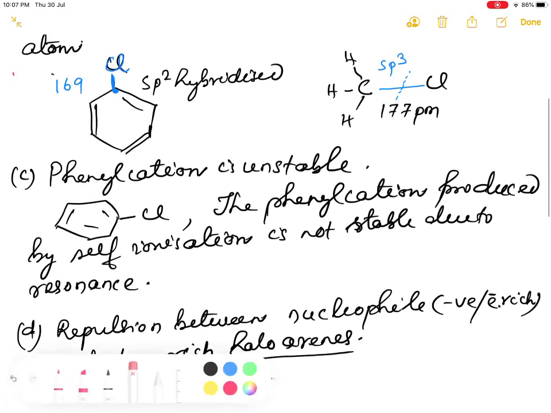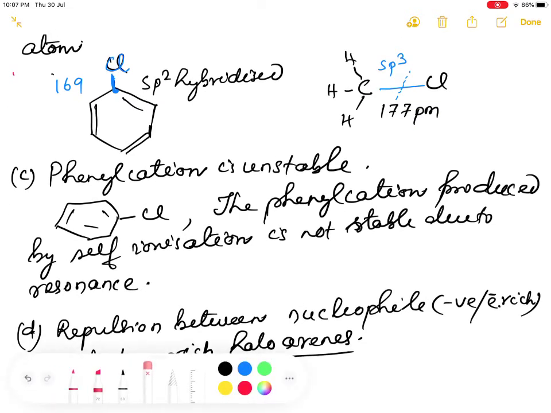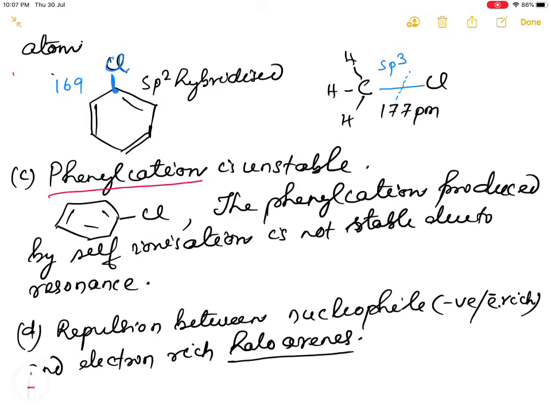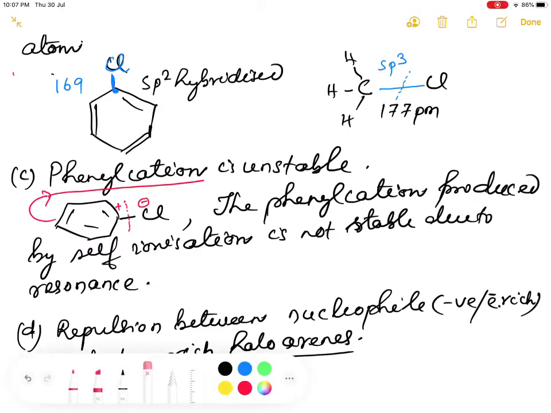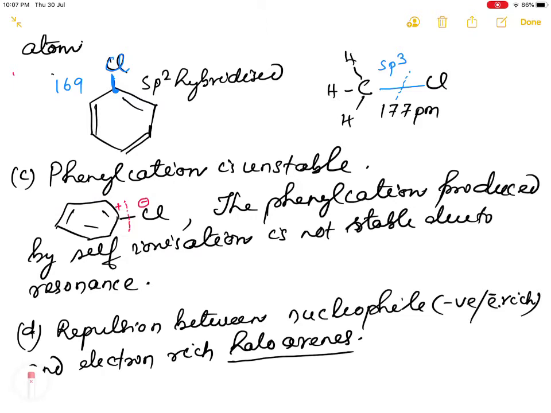Next, phenyl cation is unstable. If you break this bond, you will get a positive charge over here and a negative charge over here. This is phenyl cation. Phenyl cation is unstable.